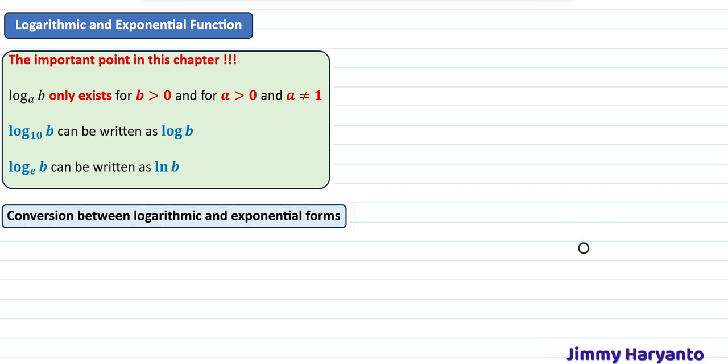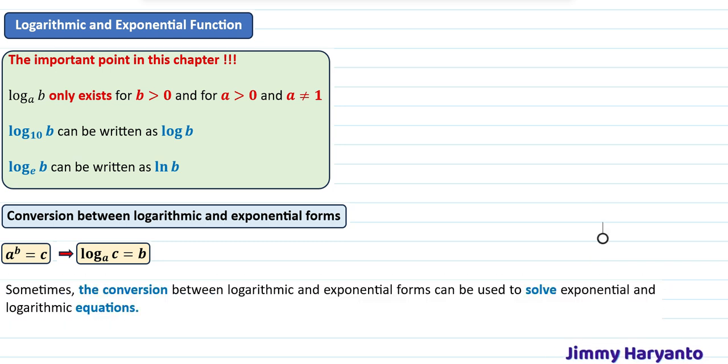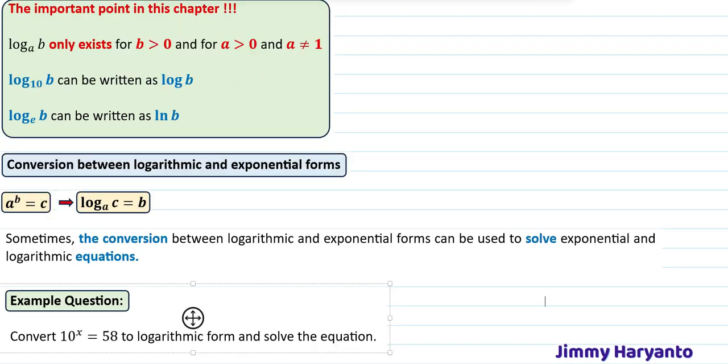For the first section, I will teach you how to convert between logarithmic and exponential form. Let's say you have a to the power of b equals c. You can convert this into logarithmic form. It will become log_a c equals b. Sometimes the conversion between logarithmic and exponential form can be used to solve exponential and logarithmic equations. To understand the conversion better, let's take a look at the example questions.